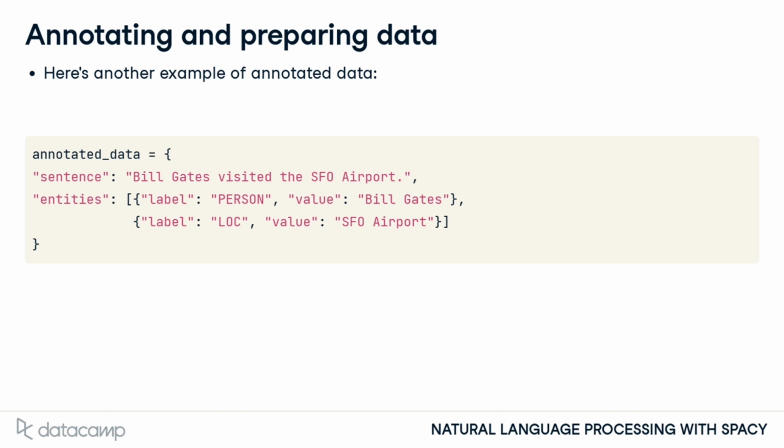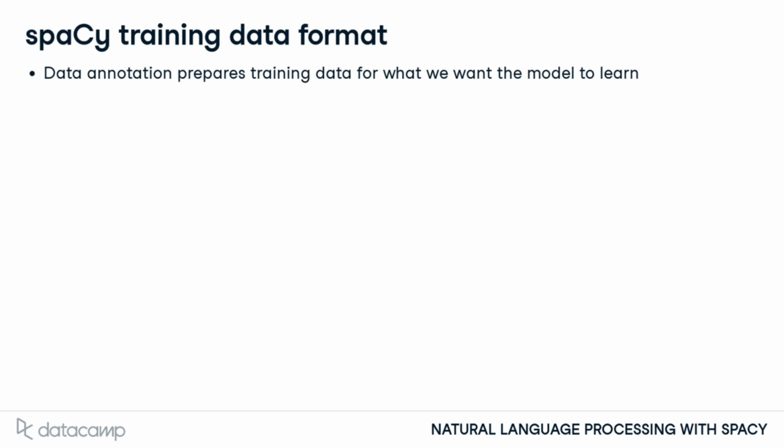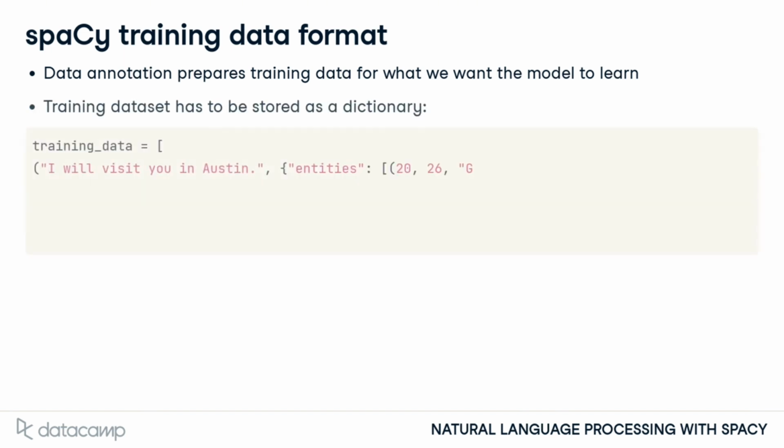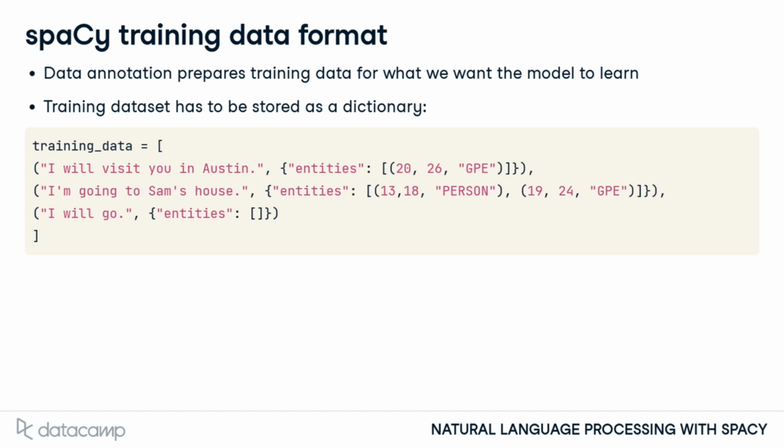For example, the first element captures the Bill Gates entity with the type person, and the second element shows the SFO airport entity with the type LOC or location. The goal of data annotation is to prepare training data and point the spaCy model to what we want the model to learn. This annotated data has to be stored as a dictionary format, and we also need to provide the start and end characters of the text span with a given label.